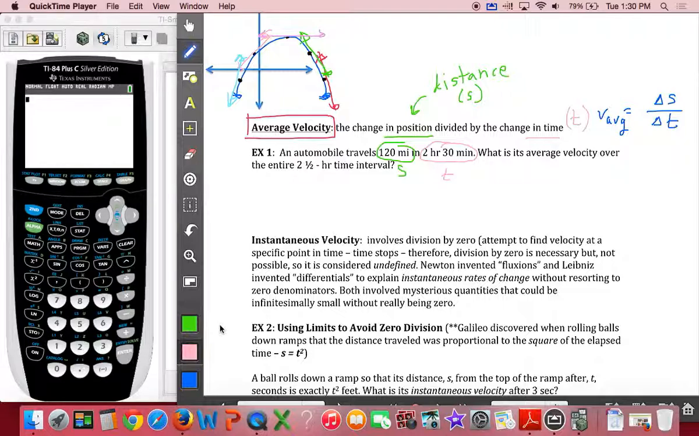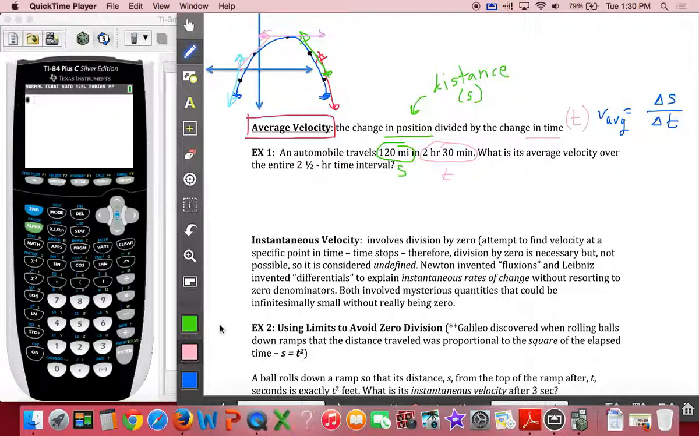But if I had said, I want to know the average velocity from mile marker 5 to mile marker 150, wouldn't you subtract those two? And so then your delta S would be 145 miles, right? So there could be some problems like that. This is an easier problem.